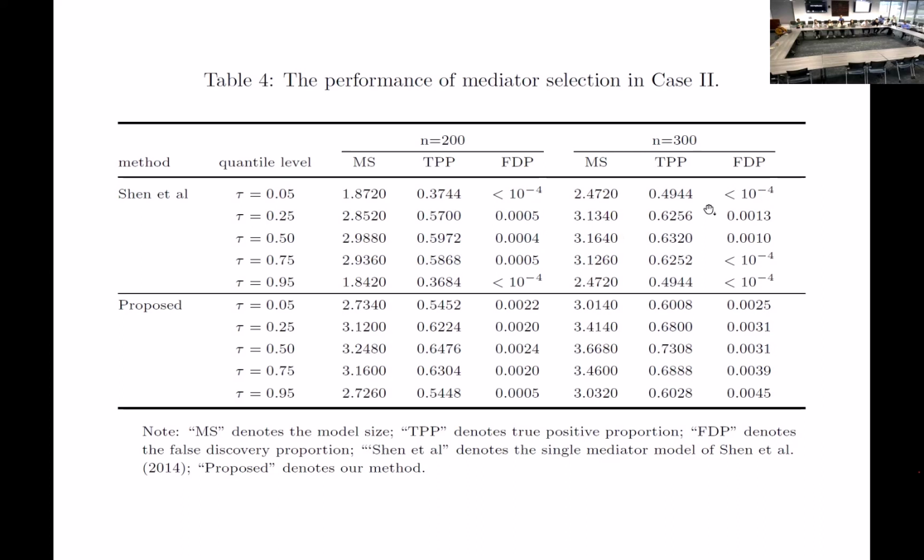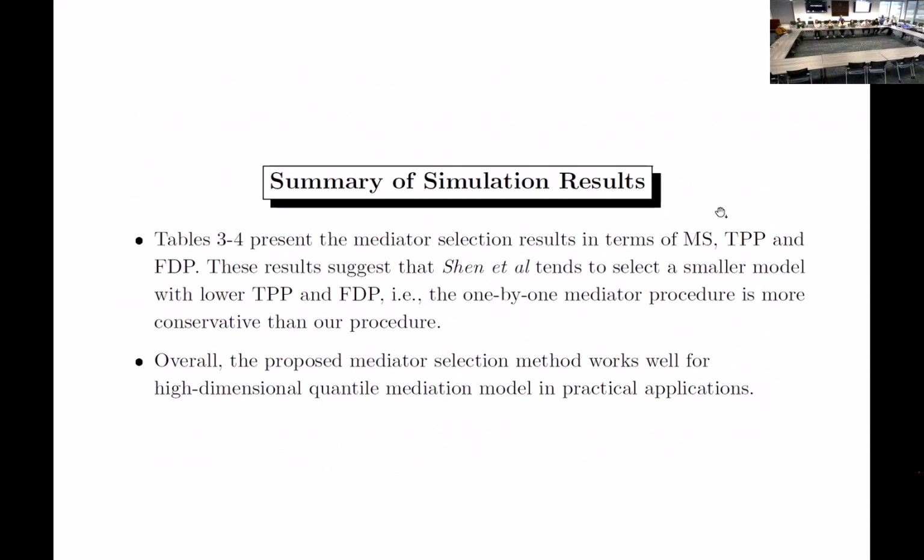So this is case 2, and again we find our model is better in terms of how many variables we identify, the true positive proportion, and the false discovery proportion. So, the summary: tables 3 and 4 present the mediator selection results in terms of model size, TPP and FDP. This suggests that Shen et al. tend to select a smaller model with lower TPP and FDP, so their method is more conservative than our procedure. Overall, the proposed mediator selection method works well for high-dimensional quantile regression in this simulation study.